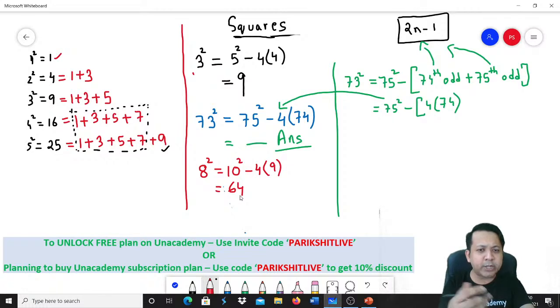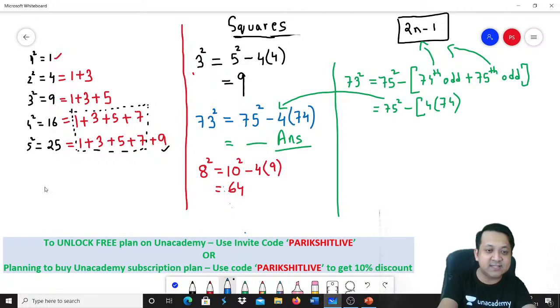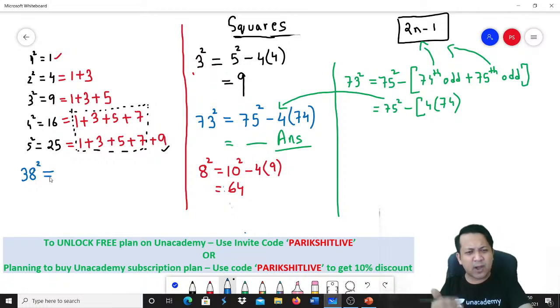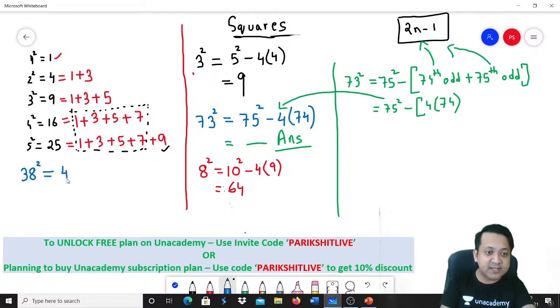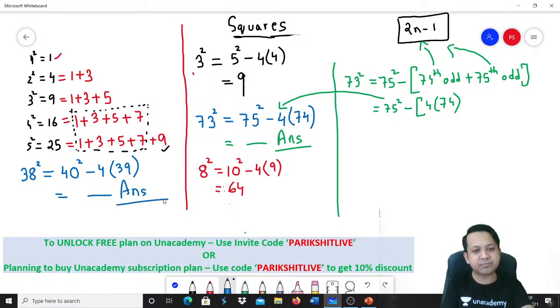But the bottom line is it's not about 8 square. All of us know what 8 square is. So what are you going to do? You are going to extend this logic. If you extend this logic, you will immediately say 38 square is something I can determine. What is 38 square? Immediately you will say it is 40 square minus 4 times 39. So you'll calculate this and you'll get your answer.